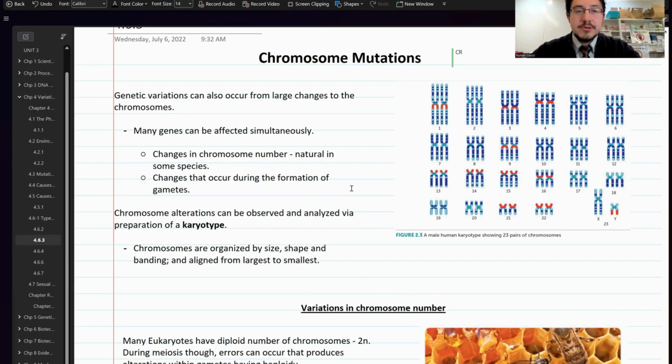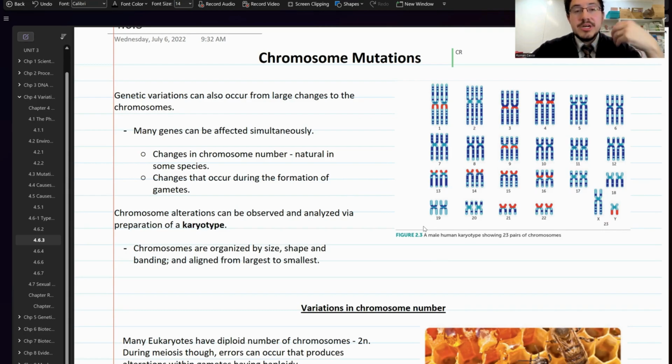Genetic variations can also occur from large changes to the chromosomes. This is like chunks of the chromosome moving to a different chromosome, for example. And because of the nature of such a large part of a chromosome moving from one area to another, many genes are likely to be affected, because a chromosome is a large portion carrying many genes. So many genes can be affected simultaneously.